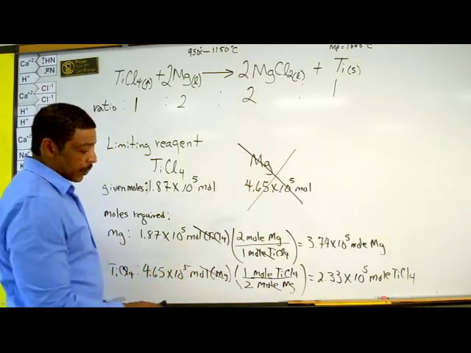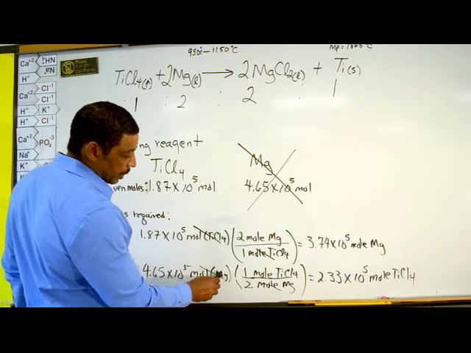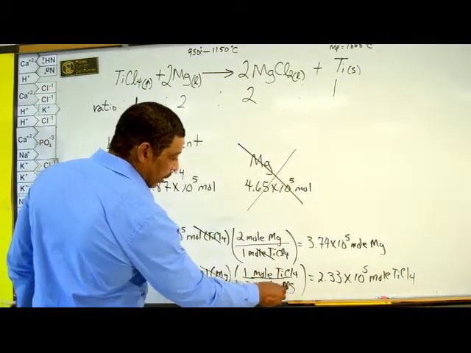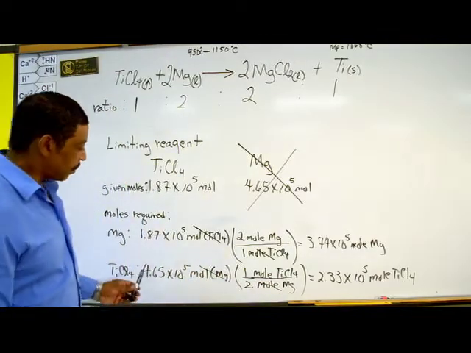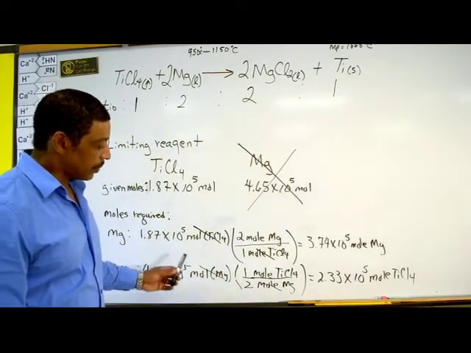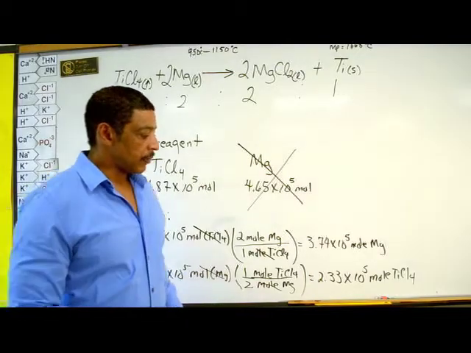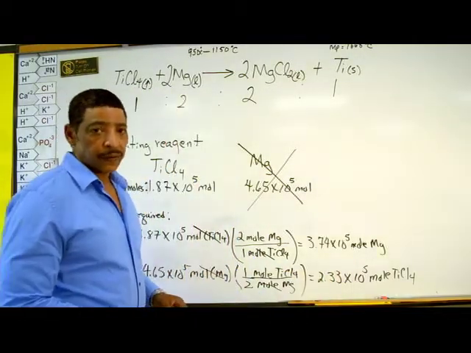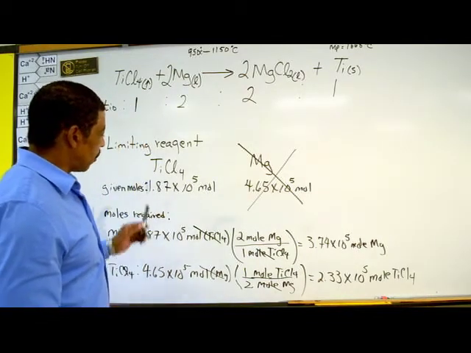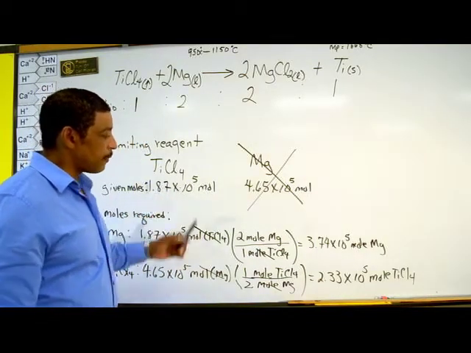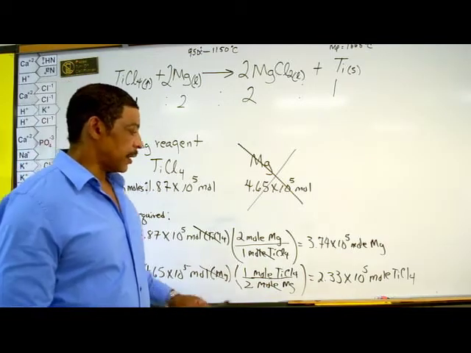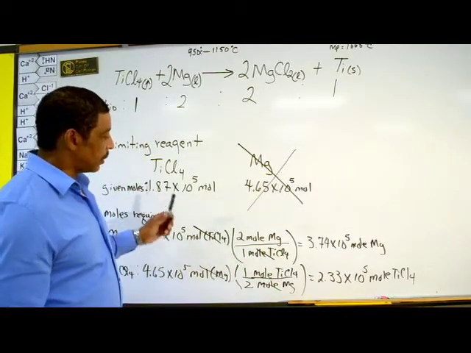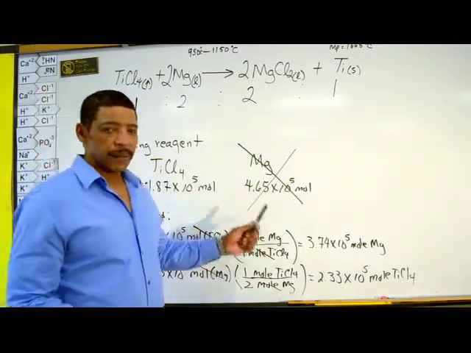This will actually allow us to cancel the moles of magnesium, since here the moles of magnesium is in the numerator and here it is in the denominator. Multiplying 4.65 times 10 to the 5 times 1 over 2 is equal to 2.33 times 10 to the 5 moles of TiCl4. And since we were only given 1.87 times 10 to the 5 mole of the compound, clearly the titanium 4 chloride is limiting, since it cannot consume all the magnesium.